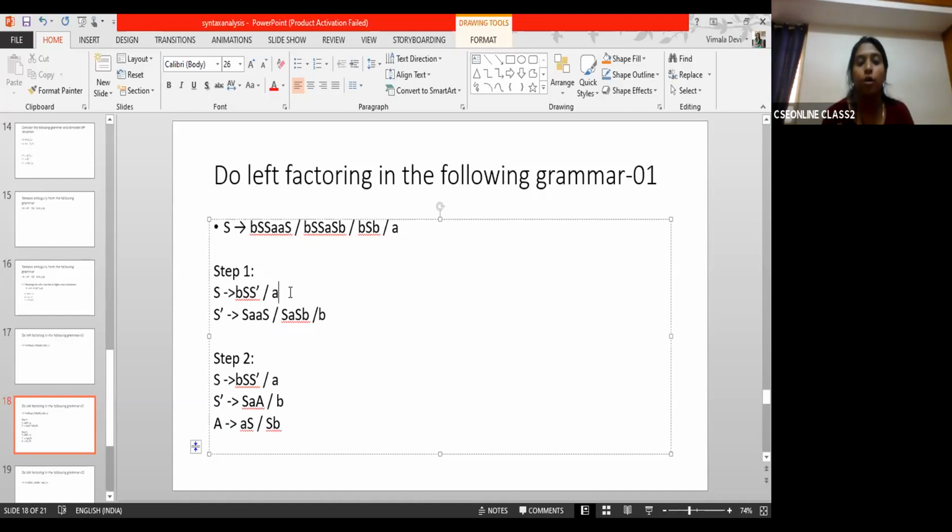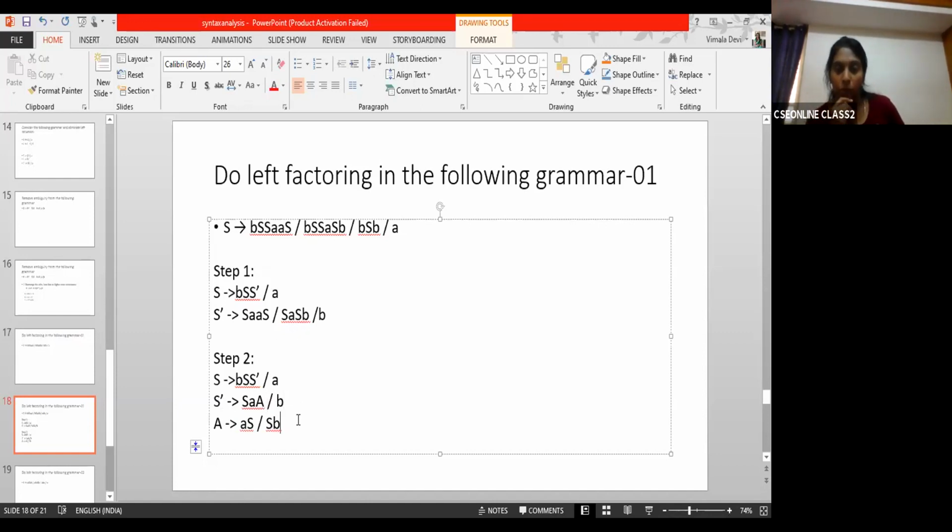In step 1, the first rule is retained as it is. There is no change in the first rule. But in the second rule, you observe, again, there is a longest common prefix among the rules. What is that longest common prefix, which is nothing but SA. So that we are defining now, right? So S dash is SA, and for the rest of the suffix, I'm replacing it by a variable A. And this B we should not disturb, we have to consider as it is. Now you define what is A. A is nothing but aS or SB.